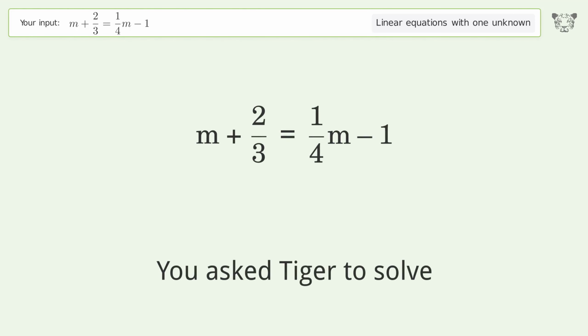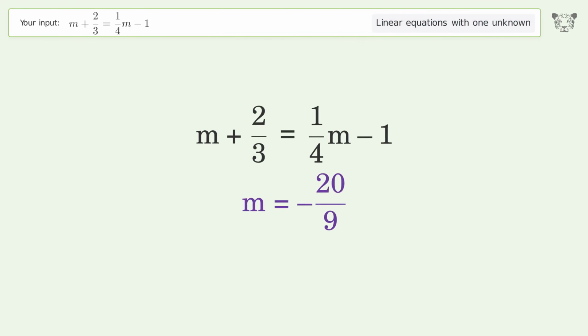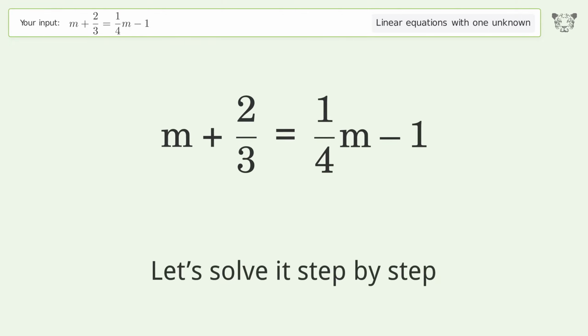You ask Tiger to solve. This deals with linear equations with one unknown. The final result is m equals -20/9. Let's solve it step by step.